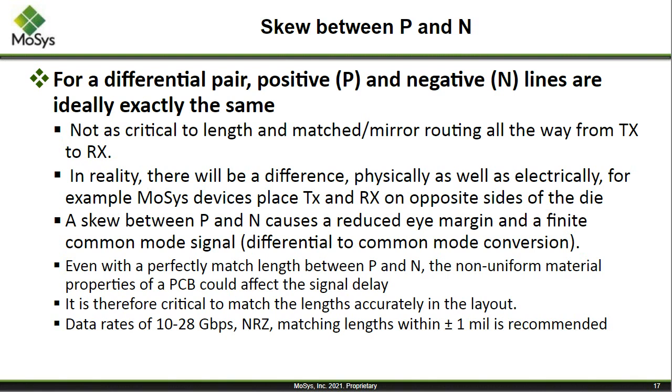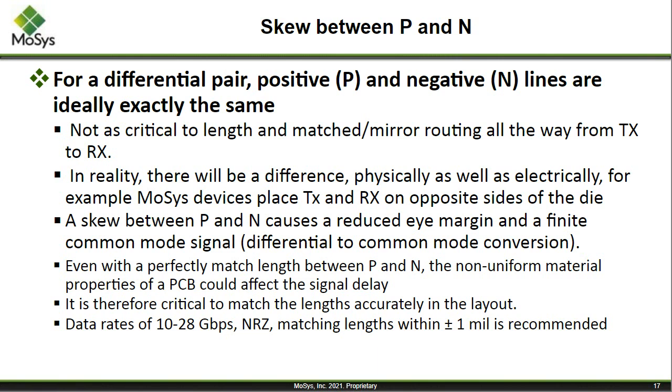And even in the MoSys devices, what we did, to actually separate any coupling from the transmit to the receive, is we actually put the transmit and receives on opposite sides of the die. So it is something that's very doable, and you can consider separate paths for each.